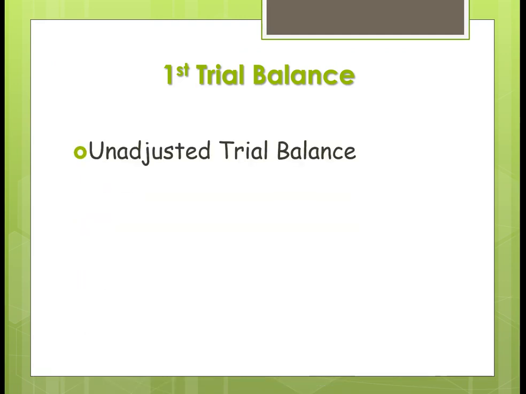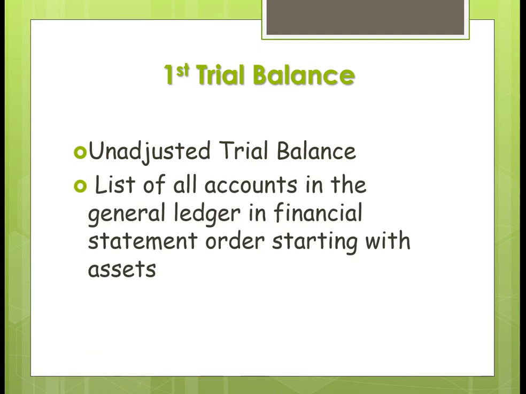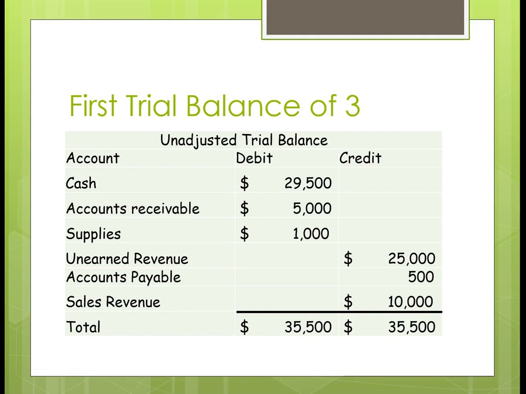This is our unadjusted trial balance. It's a list of all the accounts in the general ledger in financial statement order, starting with assets. And this is what our first trial balance would look like right now. You cannot use this one to prepare financial statements.